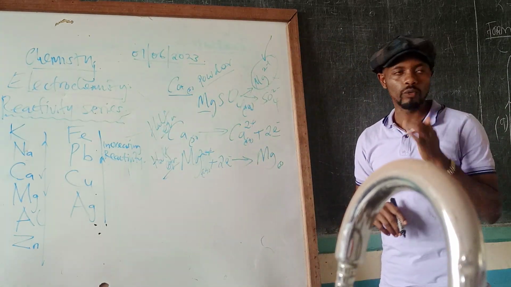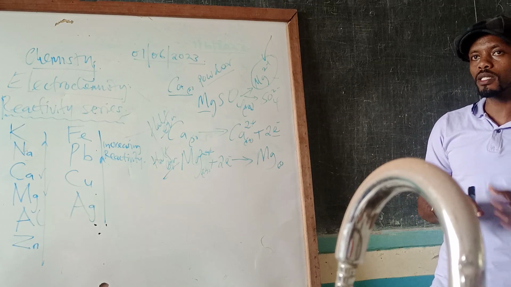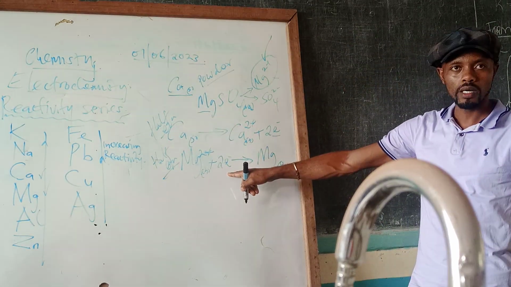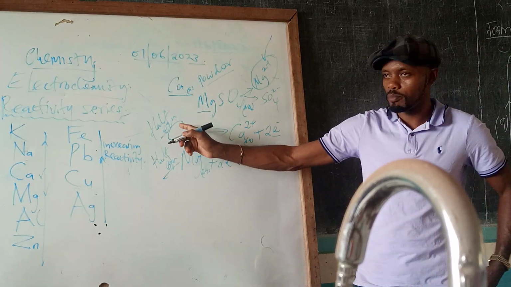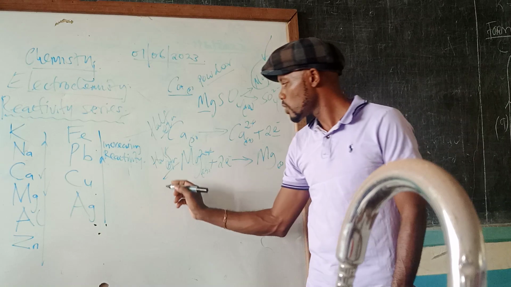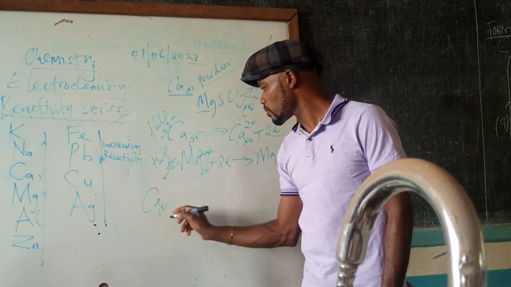So from there, we now write the overall equation. How do you write the overall equation? You combine the first half equation and the second half equation. So we consider what is main in the first equation. Here we have calcium on the side of the reactants. So on the side of reactants, we have calcium in solid state.